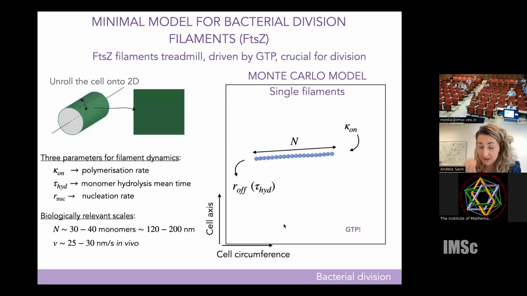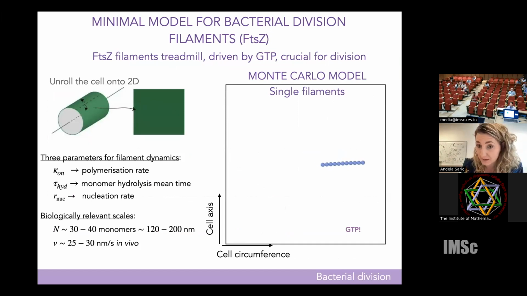We know for this filament, we really know almost all the kinetic parameters. So we can build a simple Monte Carlo model for treadmilling of a single filament. So here, because bacteria is stiff, we studied it actually in 2D. We unroll the cell onto 2D. And then we can model the formation of this filament, the FtsZ filament.